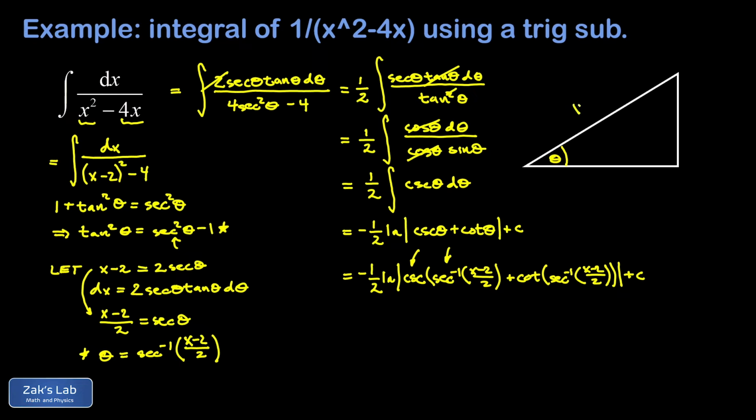And the simplest way to make this the angle whose secant is (x minus 2) over 2 is if we replace the hypotenuse with an x minus 2 and the adjacent side with a 2. So now I am looking at the angle whose secant is (x minus 2) over 2.